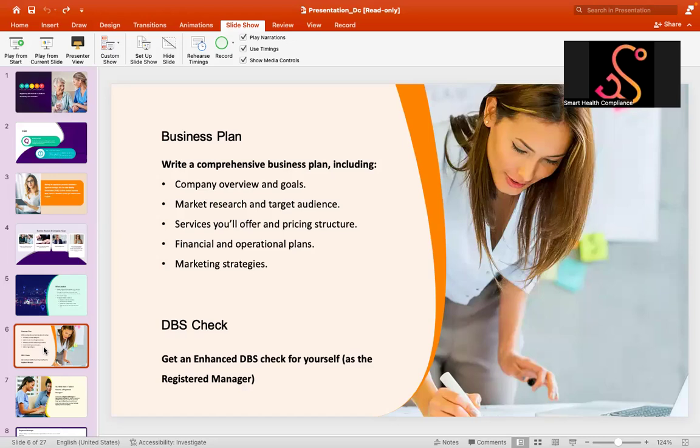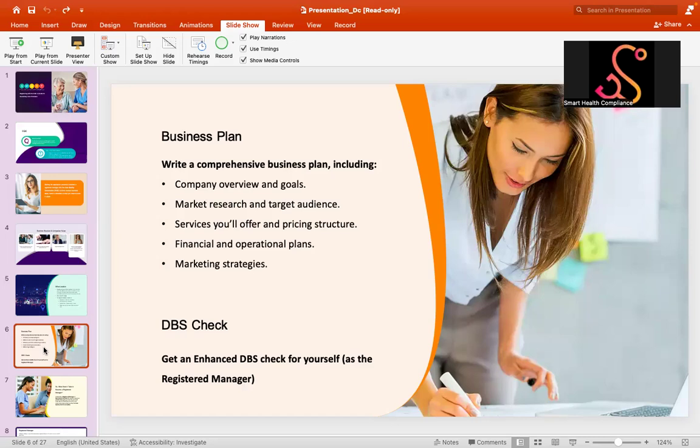So the business plan is really important at the beginning. It's something that you would need to think of yourselves because it is your business. You might want to have the help of an accountant that can help you with the numbers and the figures. But essentially, it's something that you should be thinking about right now if you're thinking of opening up a domiciliary care service.